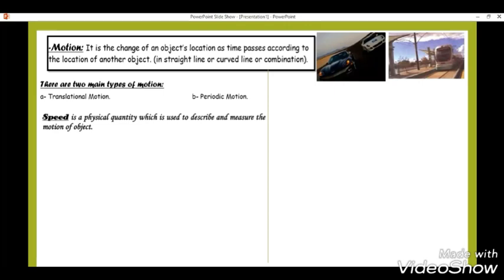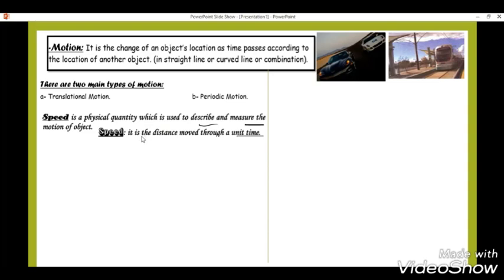But how can we describe and compare the motion of objects? We can describe the motion of an object as fast or slow by a physical quantity which is used to describe and measure the motion of the object. So speed is used to measure the motion and describe it. Another definition: speed is the distance moved through a unit of time.